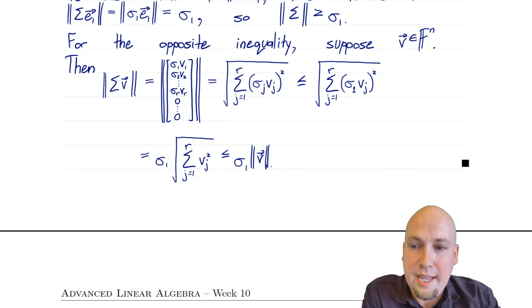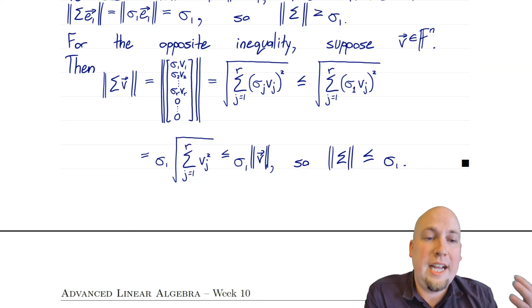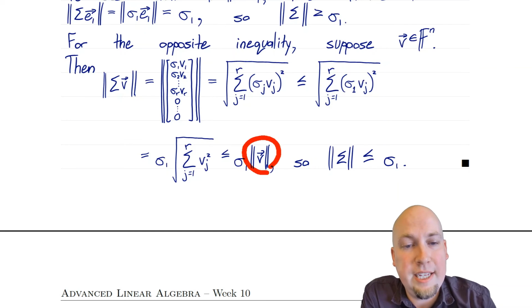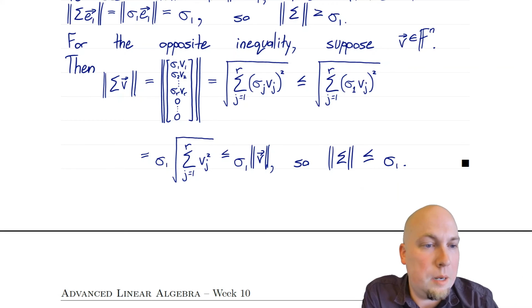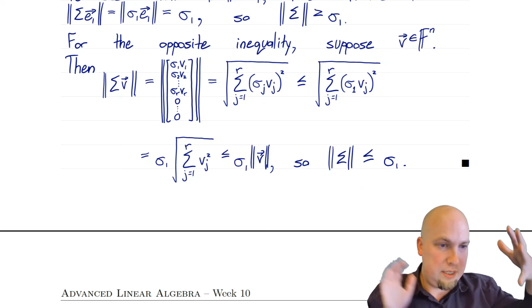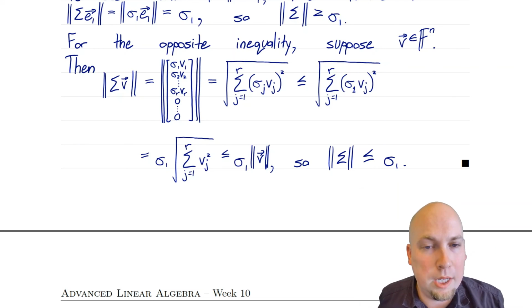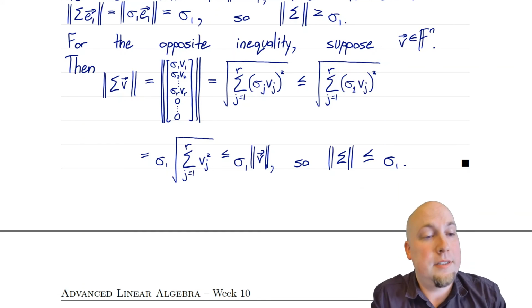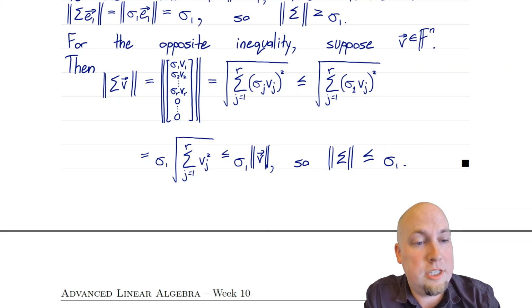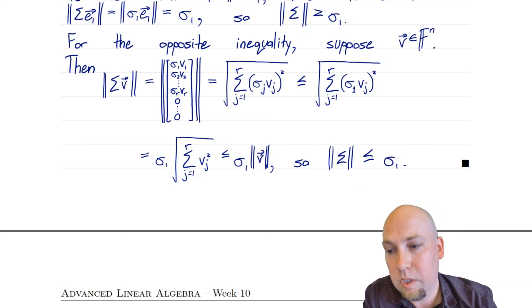All right, so we get the norm of sigma v is less than or equal to sigma 1 times the norm of v, and then you just do our usual trick here: divide both sides by the length of v, and you'll find that the norm of sigma v over the norm of v is less than or equal to sigma 1. In other words, the operator norm of big sigma, the matrix sigma, is less than or equal to sigma 1. That's the other inequality. That shows the other half of the proof, so then we're done. Because we got both inequalities, we actually get that the operator norm of sigma equals sigma 1.